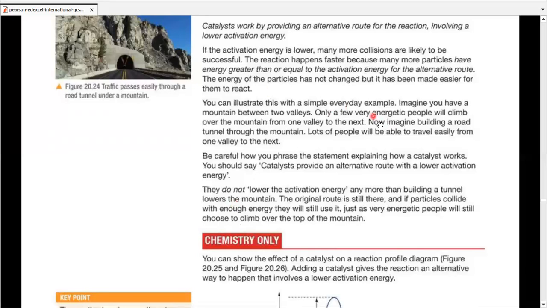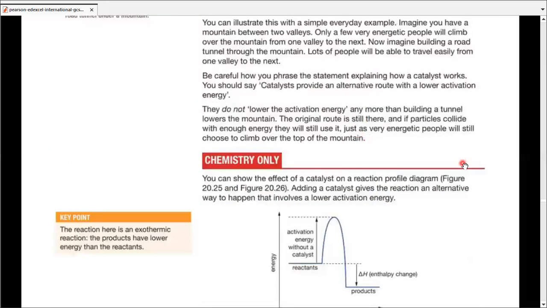So catalyst provides an alternate route with a lower activation energy. They don't actually lower the activation energy any more than building a tunnel lowers the mountain. The original route is still there, and if particles collide with enough energy, they will still use it, just as energetic people will still choose to climb over the top of the mountain. So that's a good way of saying it. So catalysts provide an alternate route with a lower activation energy.